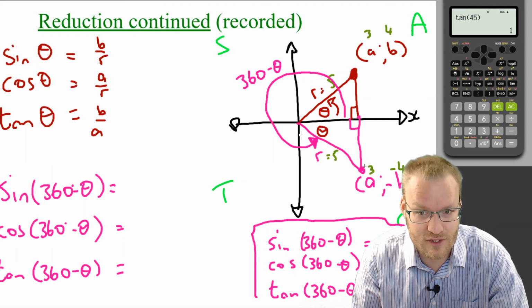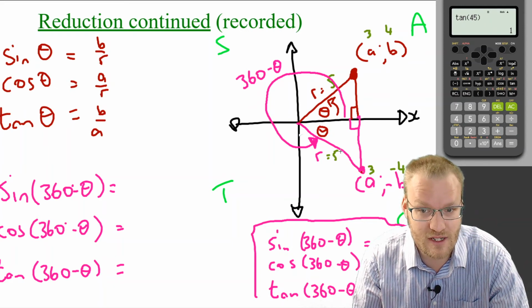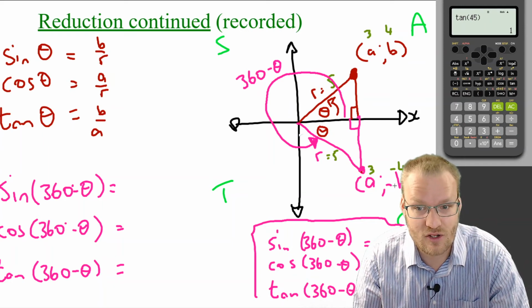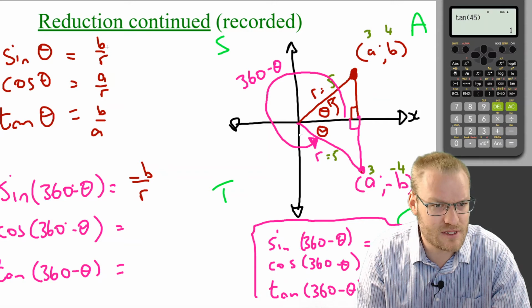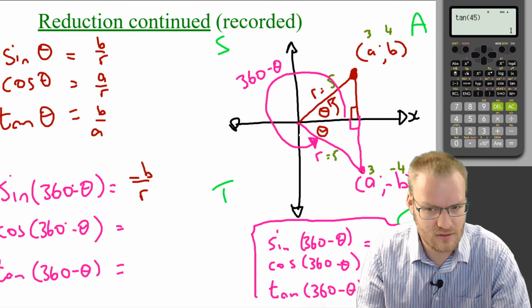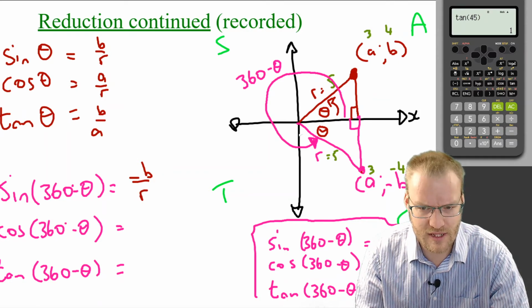Okay, sine of 360 minus theta. Well, that's now for this point over here. So this point down here, sine is y over r. So this one's negative b over r. Hey, look, it's the same as sine theta. It's just negative. That's what we said. This is the same, just negative.